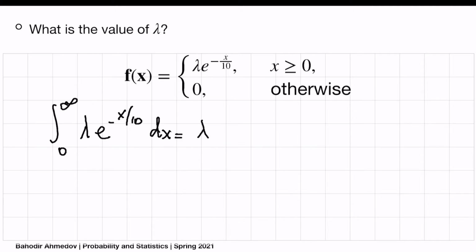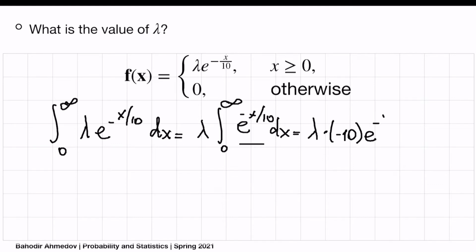It is going to be lambda times the integration from 0 to infinity of e to the power of minus x over 10 dx. Well, can you tell me what is the antiderivative of e to the power of minus x over 10? It's going to be minus 10 times e to the power of minus x divided by 10. Can you explain why? So why is the antiderivative of e to the power of minus x over 10 equal to minus 10 times e to the power of minus x over 10?